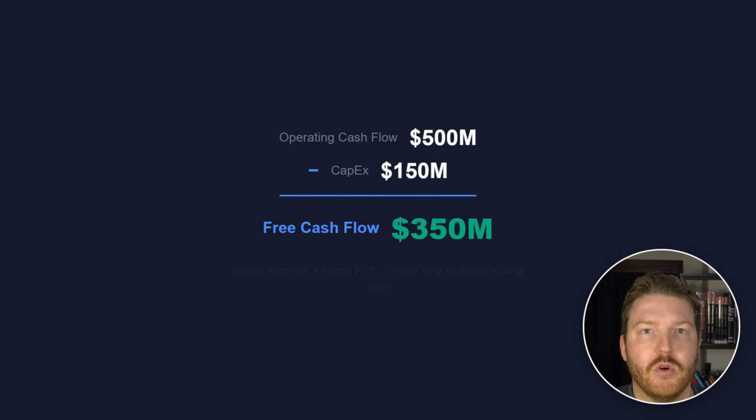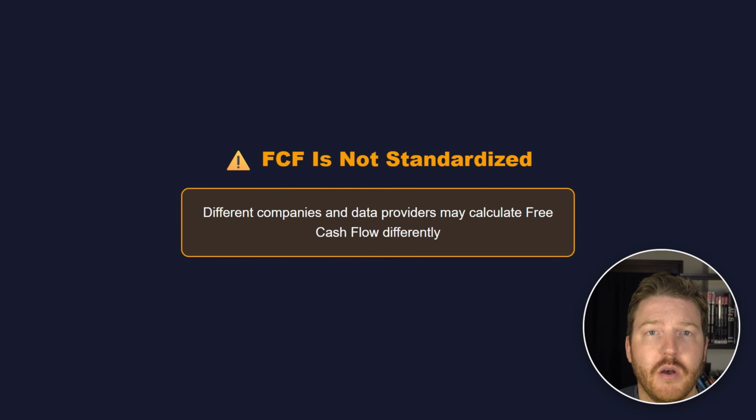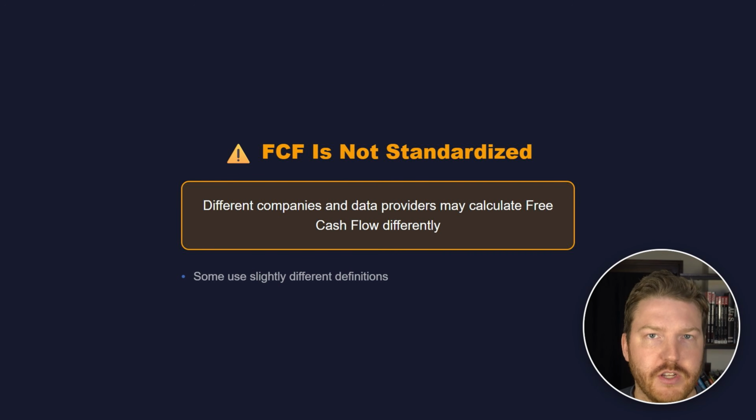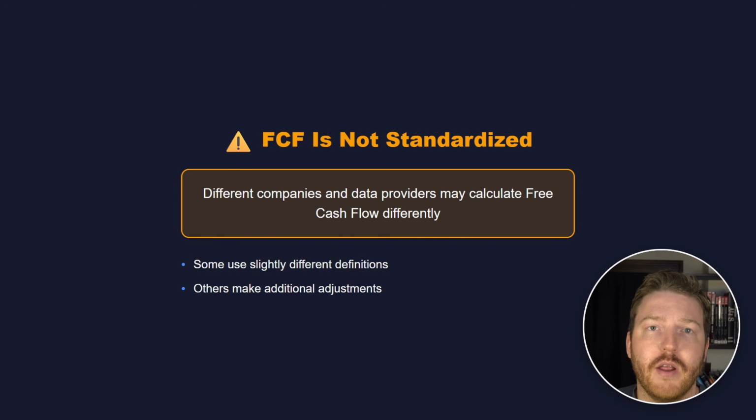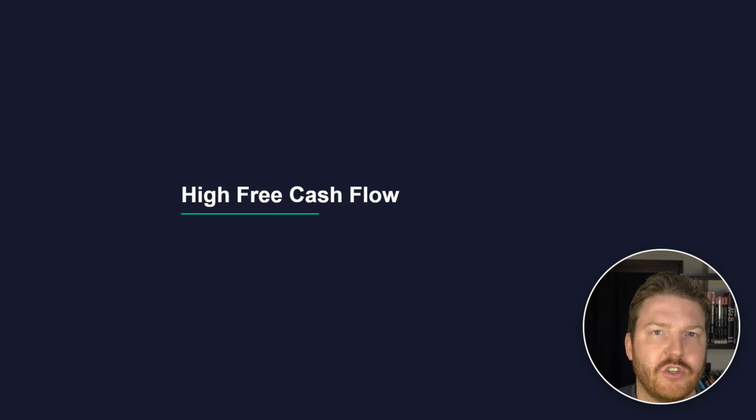A company can report strong earnings while generating weak free cash flow, which is one reason investors often look at both. That remaining cash can potentially be used for dividends, share buybacks, debt reduction, or future growth investments, although not all of it is truly discretionary. One more thing. Free cash flow is not a standardized metric, so different companies and data providers may calculate it slightly differently. Some may use slightly different definitions or make additional adjustments. So whenever you use free cash flow, it is a good idea to check exactly how it is being defined and calculated.